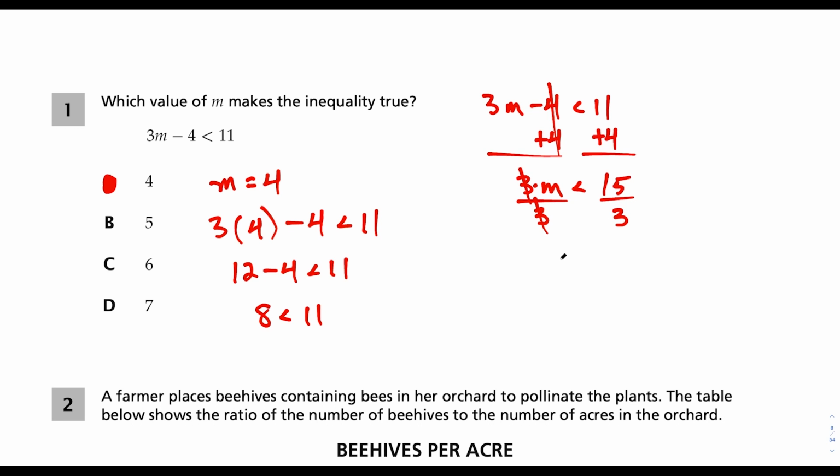And now 3 divided by 3 cancels. And you have m is going to be less than 15 divided by 3 is 5. So we have m is less than 5. And if you notice, the only answer choice that is less than 5 is 4. So that's another reason why choice A is our answer. So that's our solution to question 1.